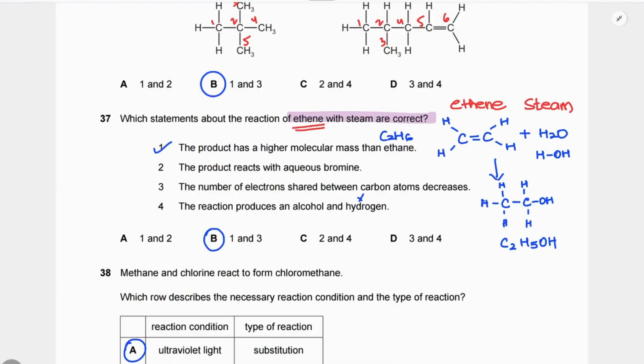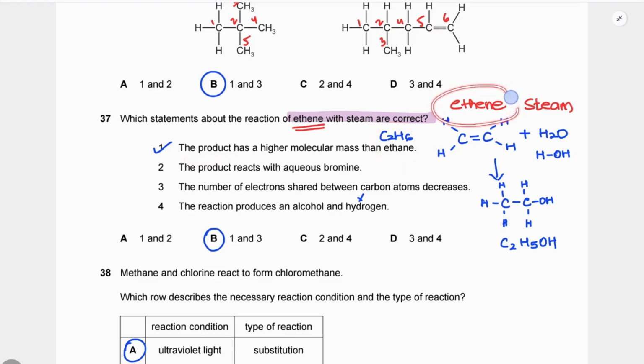Question number 37. Which statements about the reaction of ethene with steam are correct? The product has a higher molecular mass than ethane. So let's check. Ethene is C2H4, while ethane will be C2H6, right? Now for that reason, we need to know the product as well.